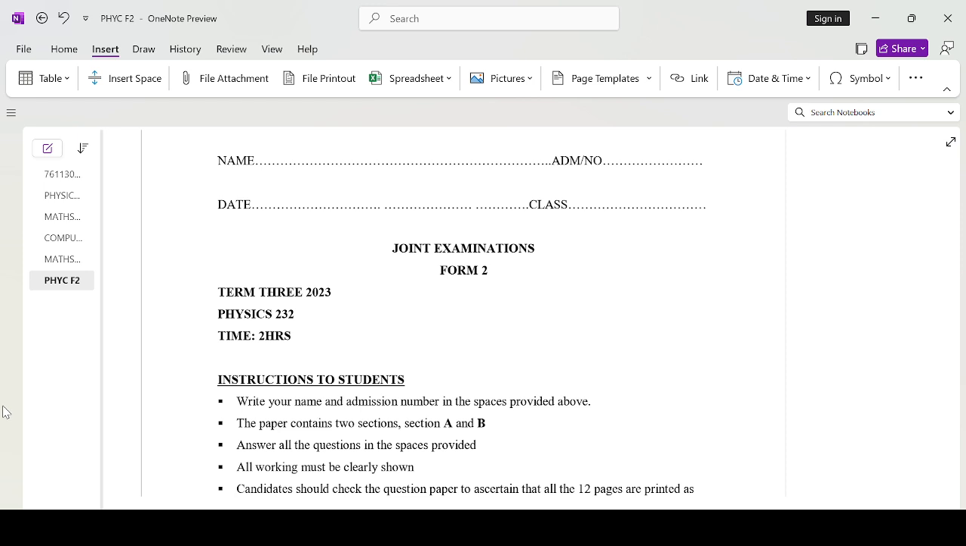Welcome to this session where we are going to discuss a joint Physics Form 2 paper that was done third term in 2023. The reason I'm opting for this discussion is that I went through the paper and saw it was so involving and very important to learners, those preparing for exams and also those who want to advance their skills.